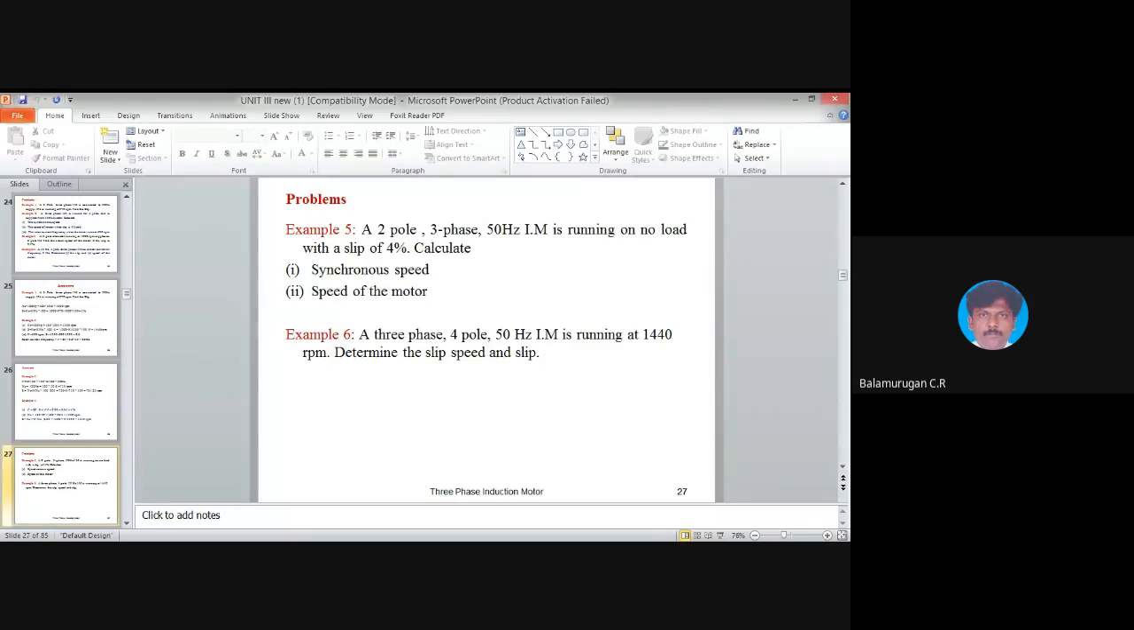Suppose you draw it in terms of a phasor diagram. This is VA, VB, VC. If the direction is like this, you can have the opposite direction also. In the opposite direction, this may be VA, this may be VB, this may be VC, and this angle will be 120 degrees. So this is the nature of a three-phase system.